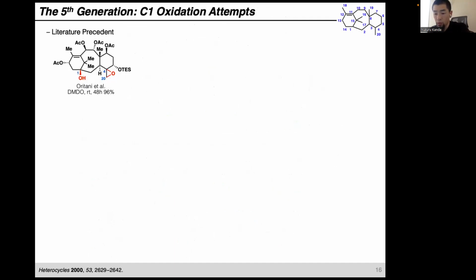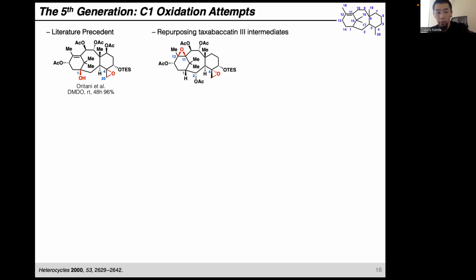So here we switched back to the intermolecular C–H oxidation approach. The encouraging news is that there's actually a report by the Oritani group. They subjected this advanced taxane intermediate to DMDO and achieved the C1 oxidation in a really high yield. Would that work for us? Of course not.